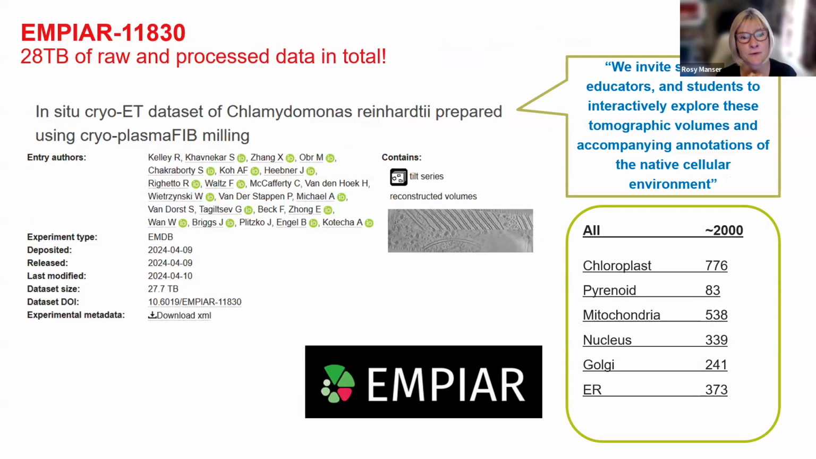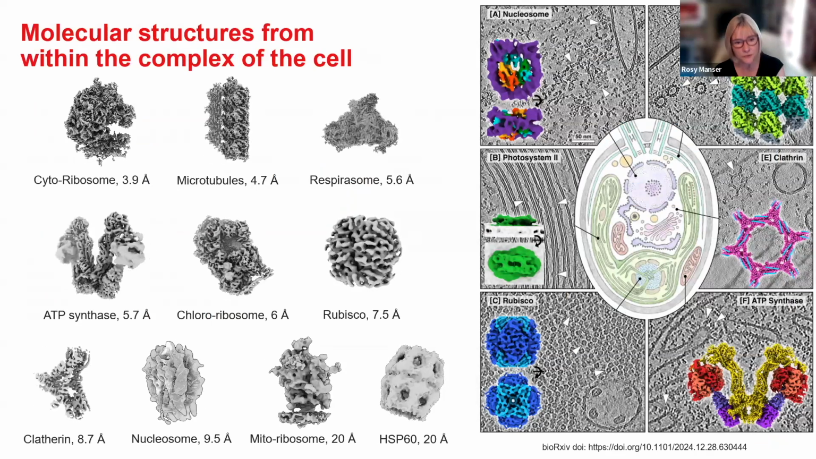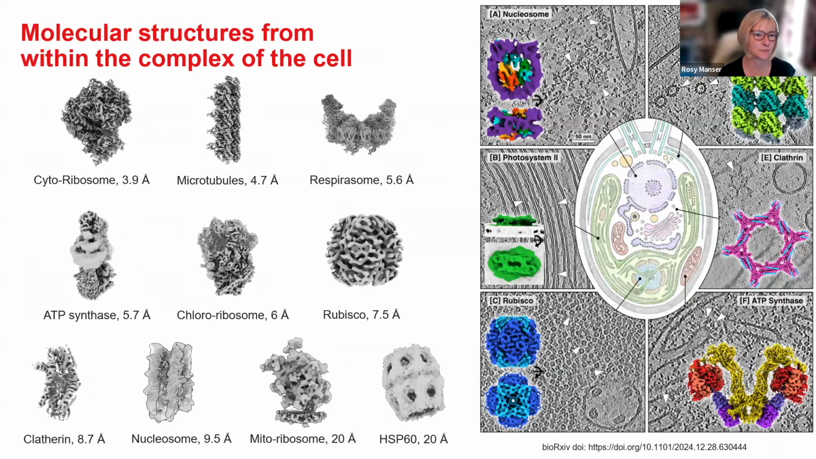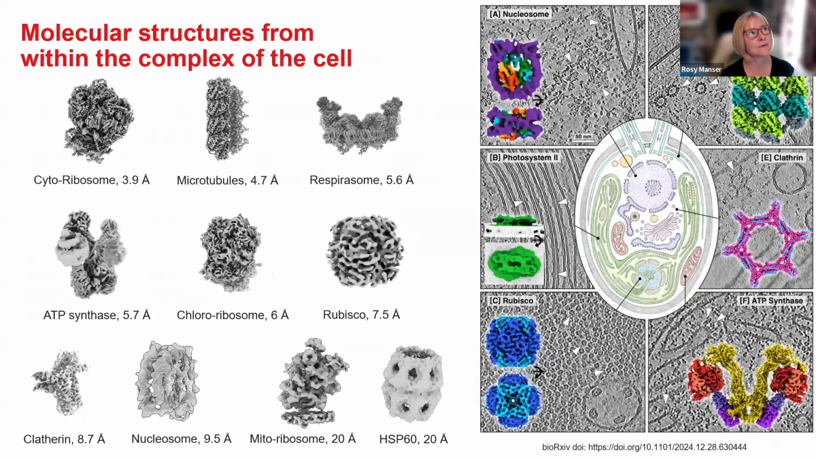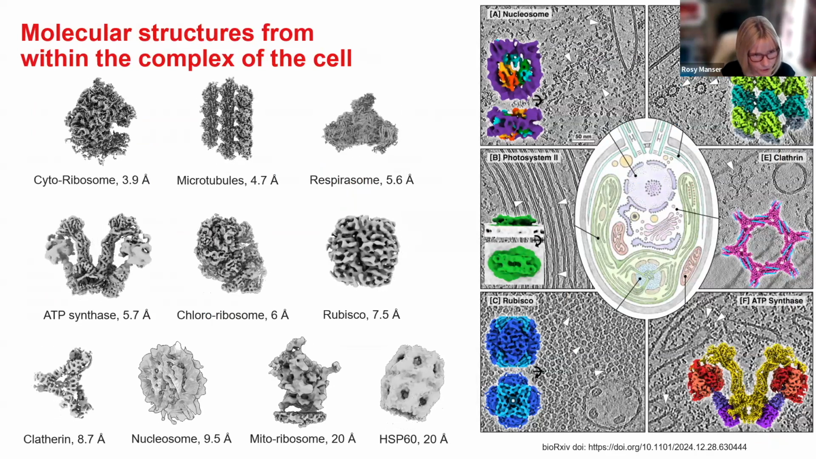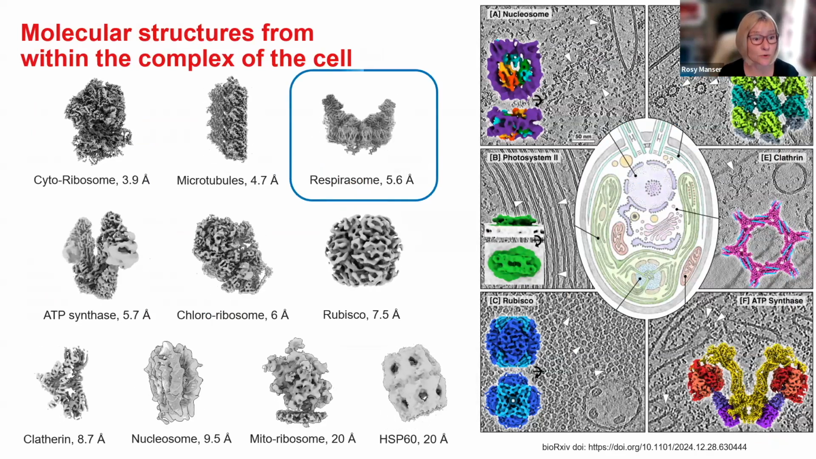And I love the quote from the paper: "We invite scientists, educators and students to interactively explore these tomographic volumes and accompanying annotations of the native cellular environment." And it's going to be exciting to watch as this and other similar resources really set the stage for being able to dig more biology from these things. So within this same paper, there were many different aspects of cell biology that were pulled out: microtubules, clathrin, ATP synthase, rubisco. And one of the visions of the paper was that different groups could dig in and start to look at different proteins or protein complexes or mixtures of proteins within the specimen. And that has actually already happened.